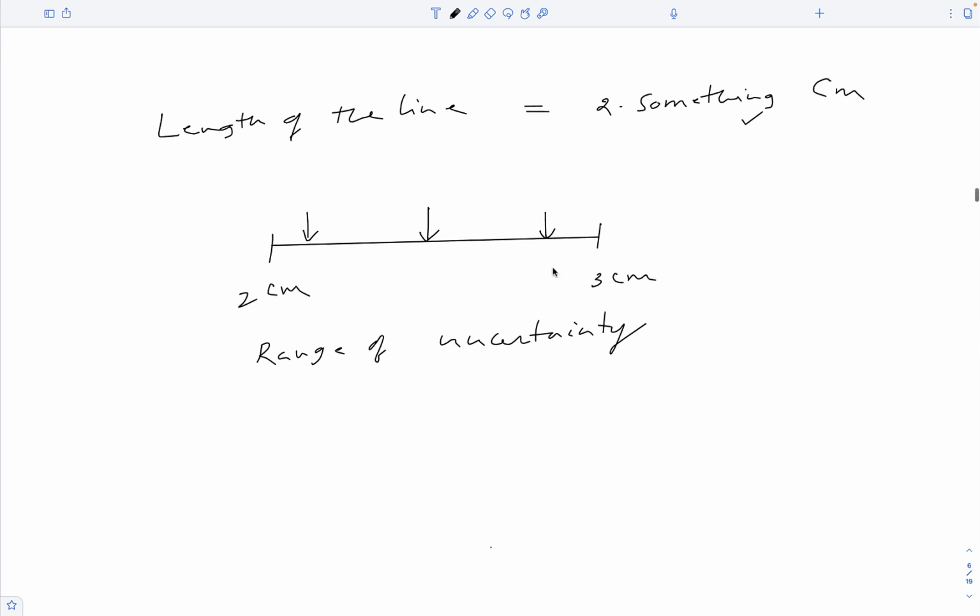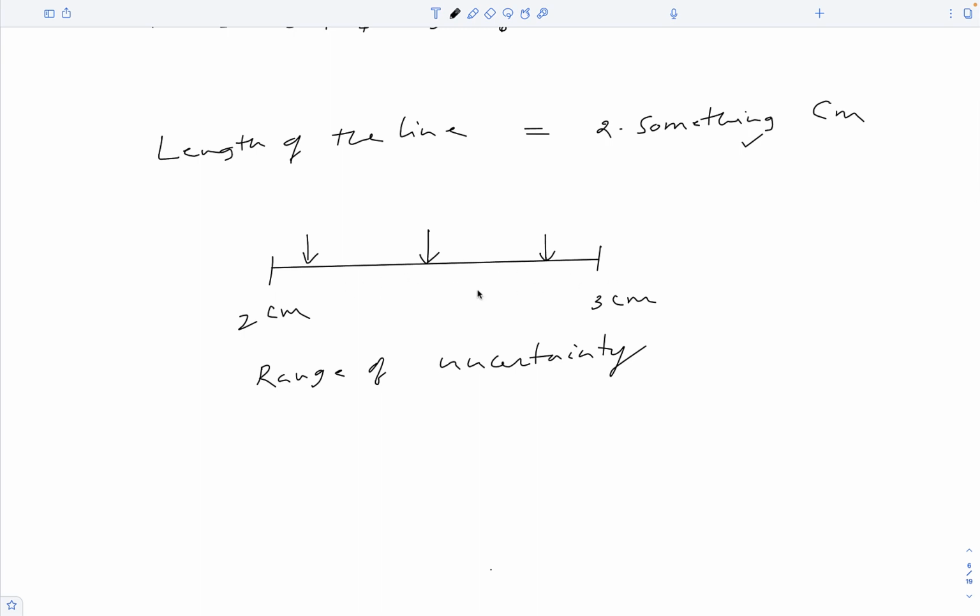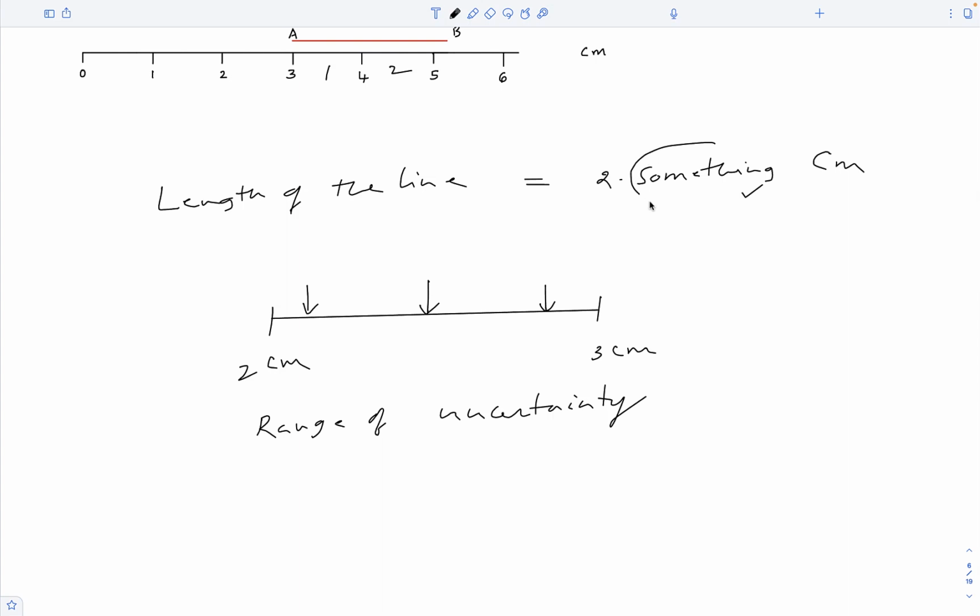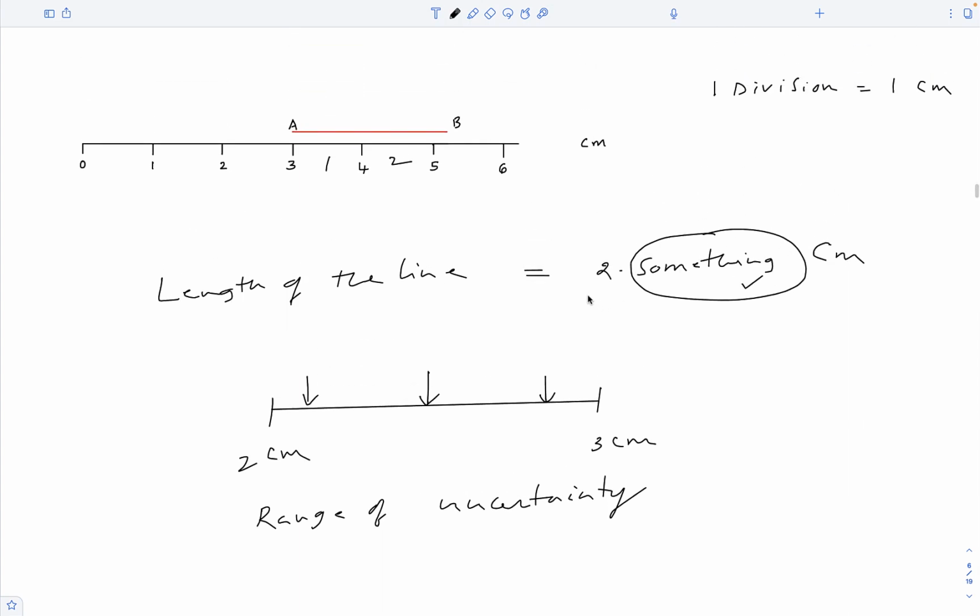And the reason we are unable to tell the exact length of the line from this measurement is because we do not know the value of this something, right? See, we were able to read the value of this digit directly from the scale by using the divisions present on this scale. But there are no smaller divisions on this scale to read the value of this something straight out of the scale.